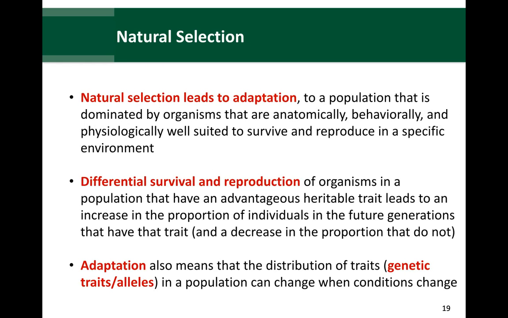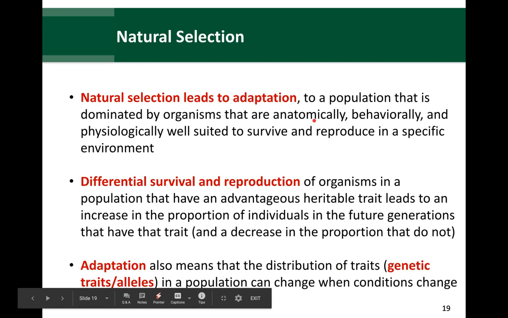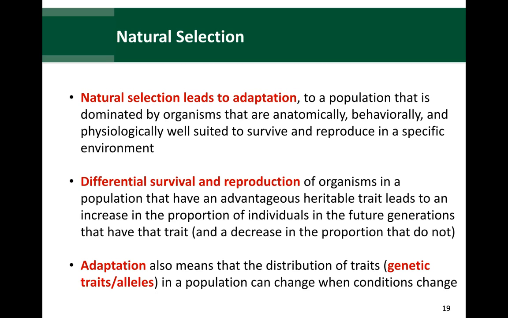And just going over it in a little bit more depth, natural selection leads to adaptation and to a population that is dominated by organisms that are anatomically, behaviorally, and physiologically well suited to survive and reproduce in a specific environment. So the idea here is that there are various ways in which they can be adapted to their environment: structurally, internally, behaviorally.